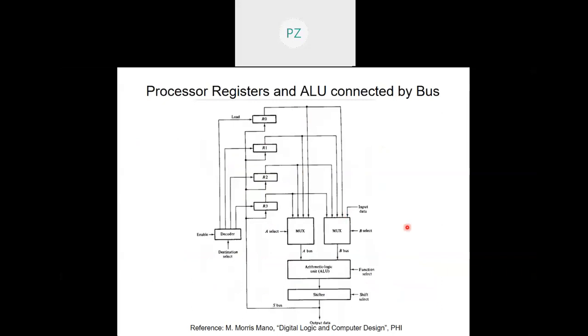So let us begin with the processor registers and ALU connected by bus. ALU is basically the arithmetic logic unit which takes care of all the arithmetic functions as well as the logic functions. And this is the shifter circuit. We will see the design of the arithmetic logic unit and shifter a little later. Before that, let's see how the data move takes place in a processor containing arithmetic logic unit, shifter, and registers.